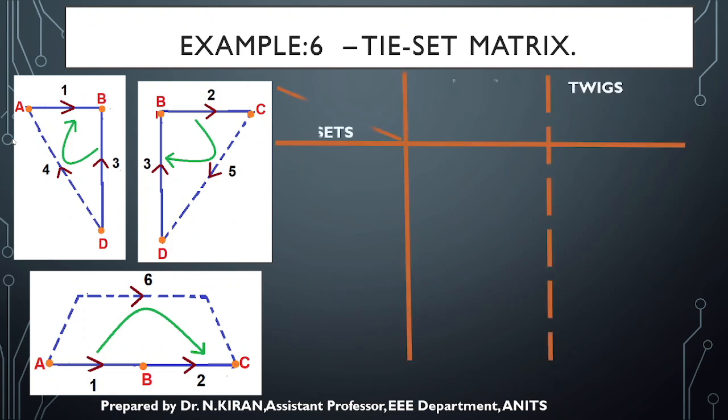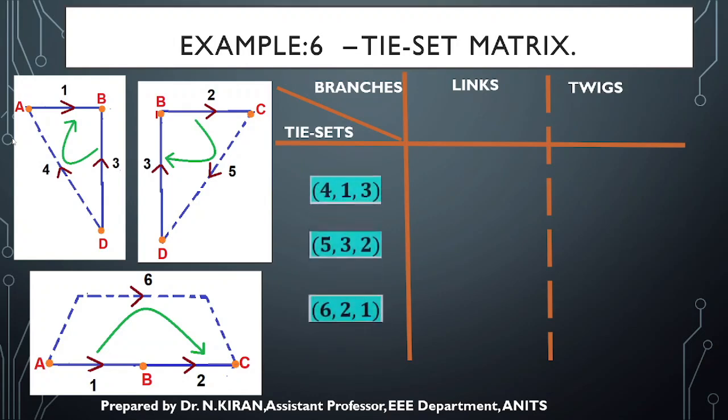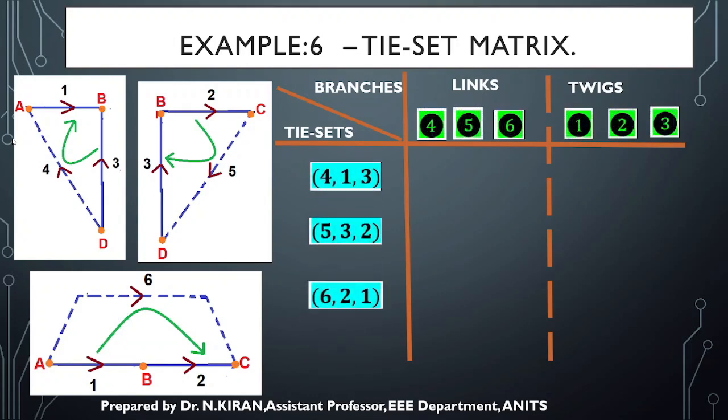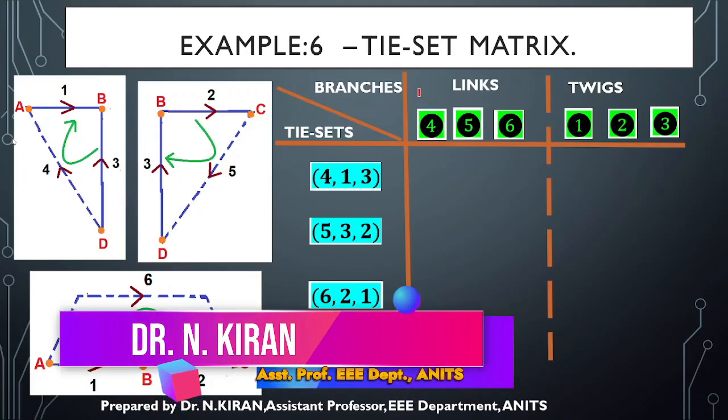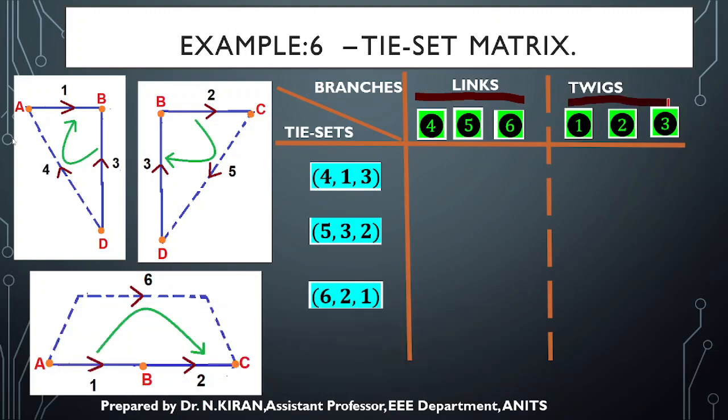So on construction of tie set matrix, since here the links are 4, 5, 6, first I need to enter 4, 5, 6 and then 1, 2, 3. This order is very important. First I should enter links, then I should enter twigs in order to form tie set matrix.